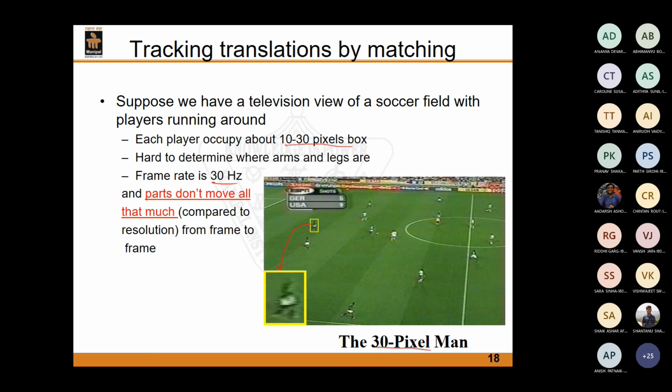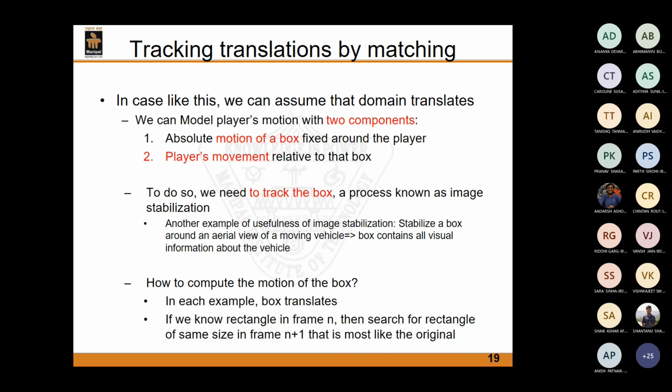So by this, now when we are using the bounding box, we are basically looking at the matching similarity of each bounding box with respect to the successive image frames that you have. This particular method, you can also call image stabilization, where you're basically trying to track the bounding box instead of the person, right?